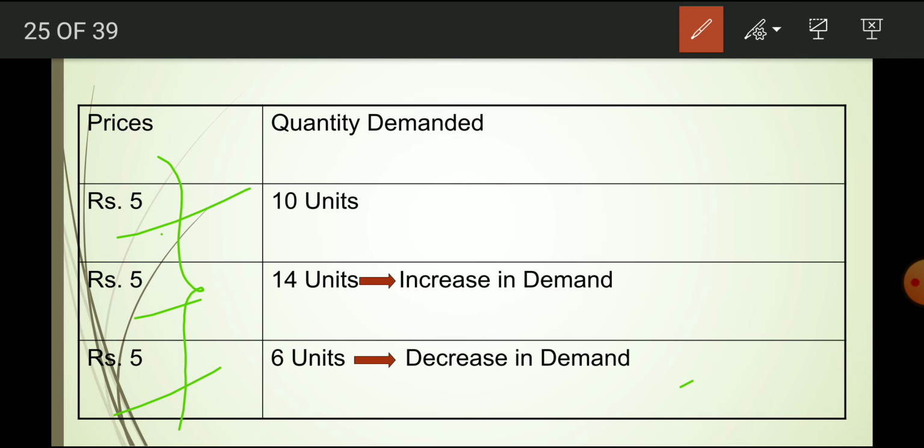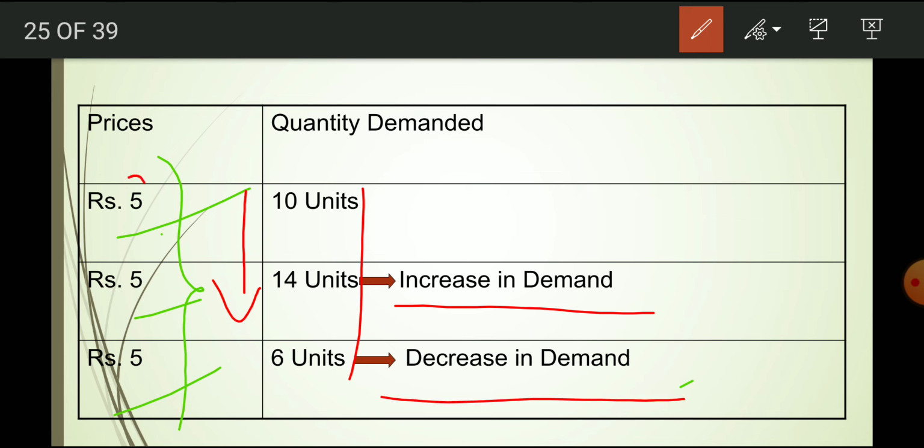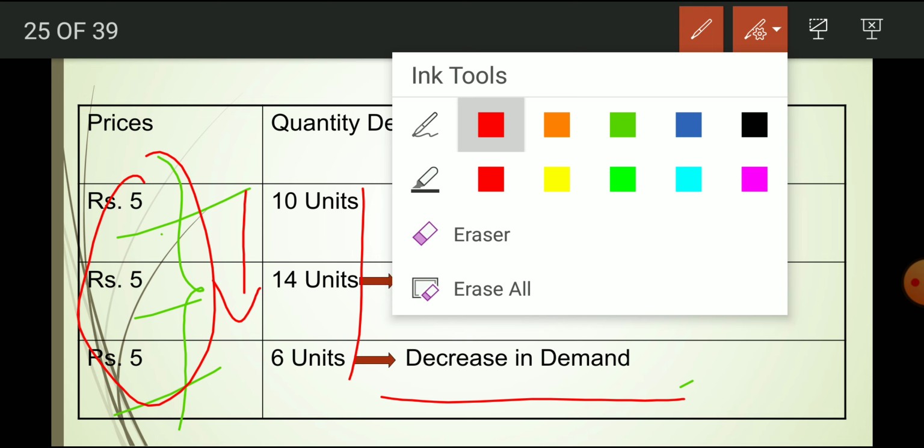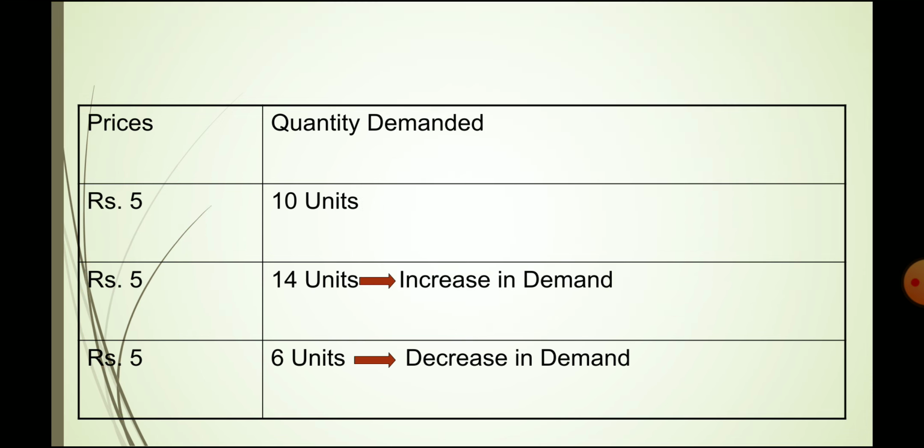But even then, demand will increase here, from 10 to 14. It is known as an increase in demand. But here demand will reduce from 10 to 6. That is known as a decrease in demand. The price has to remain the same, there is no change in price. Only due to a change in other factors, demand will change. This is known as increasing demand and decreasing demand.